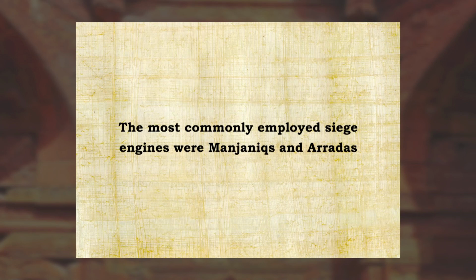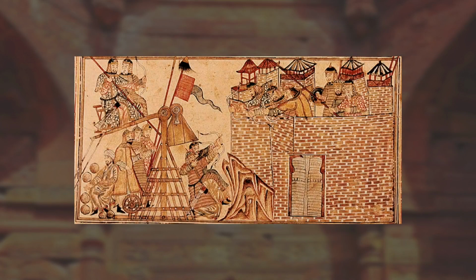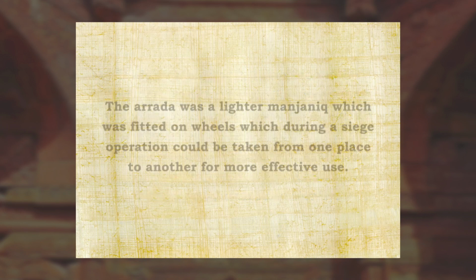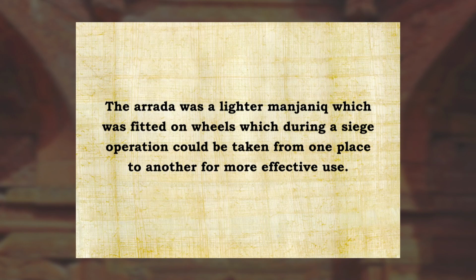It discharged very heavy arrows or javelins to a very long distance. Apart from these, as previously mentioned, there were siege engines known as the manjanik and the arada. The manjanik was a mechanical artillery which threw missiles of various types, including naphtha bottles or pots, to a very long distance to make opening in the fort wall. If hit by a manjanik stone, the victim almost never survived. Nusrat Khan was killed when hit by a Makrabi stone during the siege of Ranthambore. Barani and Amir Khusro have both mentioned Makrabi in the Tariq-e-Firoz Shahi and the Khazain-ul-Futuh, respectively. The Arada was a lighter manjanik fitted on wheels, which during a siege operation could be taken from one place to another for more effective use.